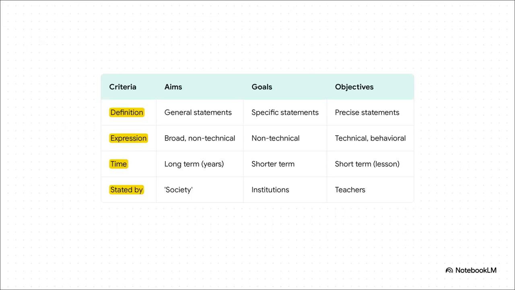And this table here, well, it puts it all together perfectly. It's a great little cheat sheet. As you move from aims on the left to goals and then to objectives on the right, you can see how everything gets more and more specific. The language gets more technical, the time frame shrinks from years down to a single lesson, and the source goes from broad society down to the individual teacher. This is the entire hierarchy in one quick snapshot.